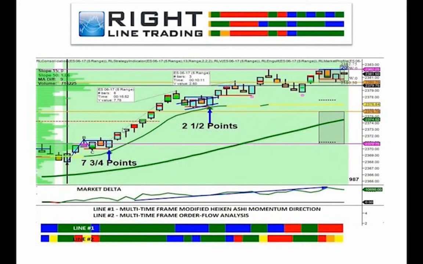These are both trades I took in the live trading room. This one was 7 3/4 points. This one was 2 1/4 points. You can see how important it is to take those trades in the direction of multi-time frame momentum and the multi-time frame analysis of order flow.